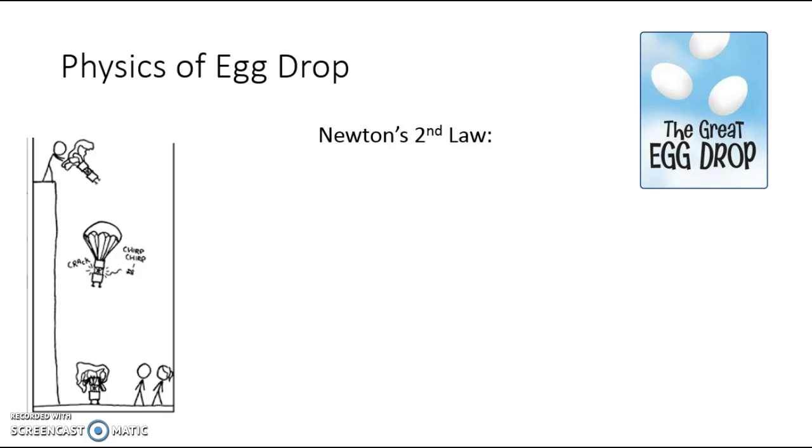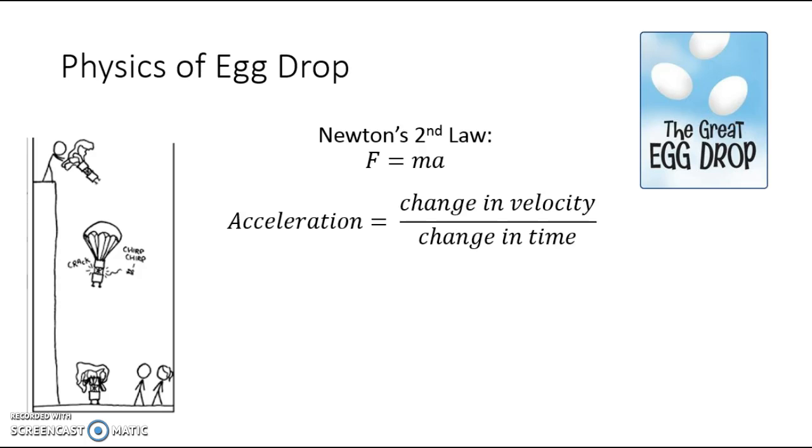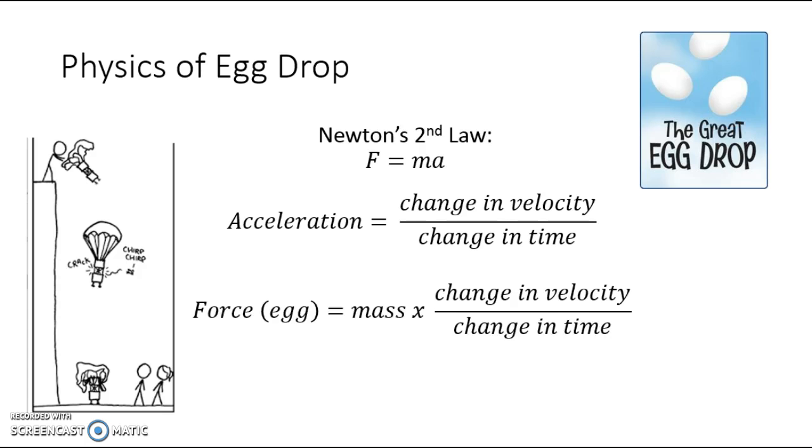Now the physics behind the egg drop has entirely to do with Newton's second law, which we all know by now is force equals mass times acceleration. So if we remember earlier on, we were learning about acceleration being a change in velocity over a change in time. So if we plug that into our Newton's second law, it'll help us see that the force exerted on the egg is proportional to the mass of the egg multiplied by the change in velocity over change in time.